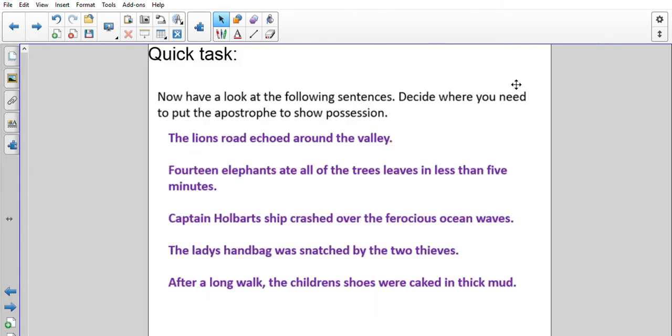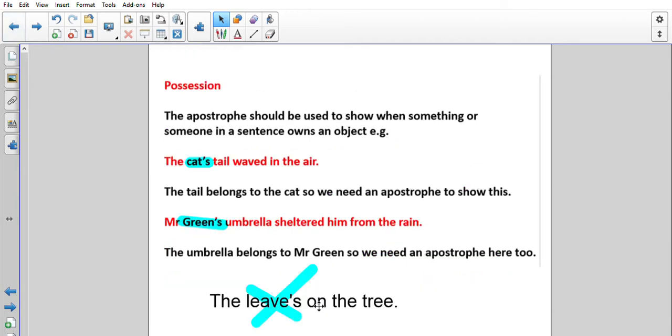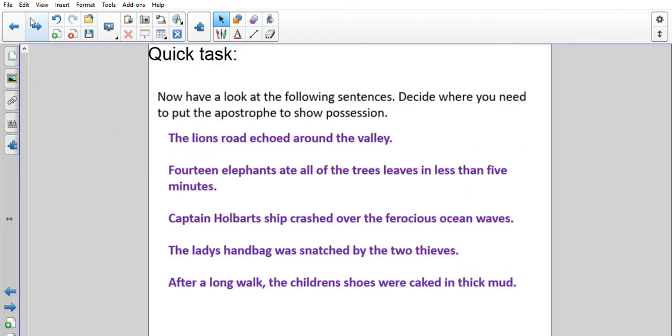Okay, quick task for you now. You need a pencil and a piece of paper, and you need to also pause the video. Have a look at the following sentences, decide where you need to put the apostrophe to show possession. Now remember what I've just said, it's not any word that ends in S. So there's some that might be a trick, okay? Some might have more than one as well. So you need to pause the video whilst you do this task and then unpause it ready for the answers.